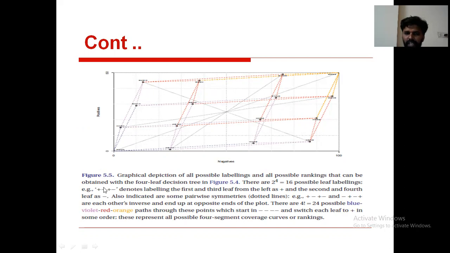These 4 labels are arranged like 2 power 4, right? Like plus minus, minus plus minus plus. Like this, we can arrange all these. Here, how many colors are appearing? Violet, red, and orange colors are appearing to represent the possible combinations, right? Here, this is the coverage curve or ranking curve. Each dot represents one splitting point, one possible splitting point.